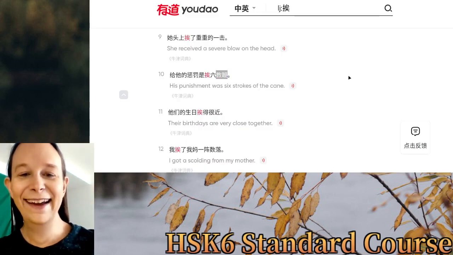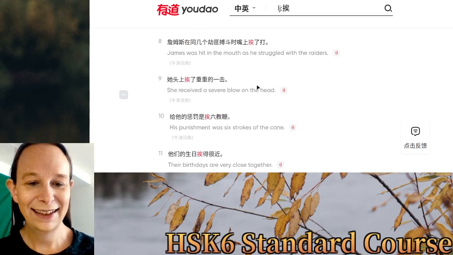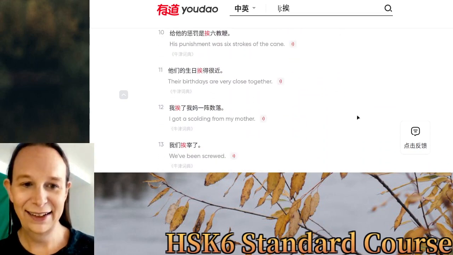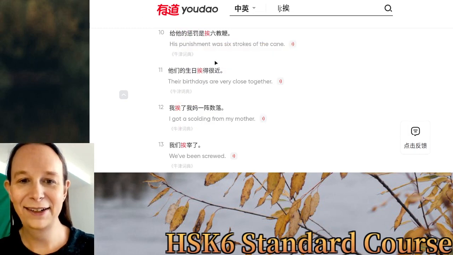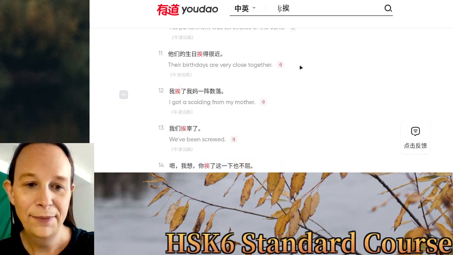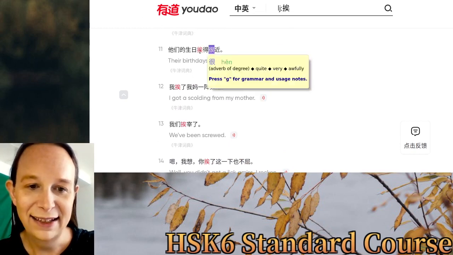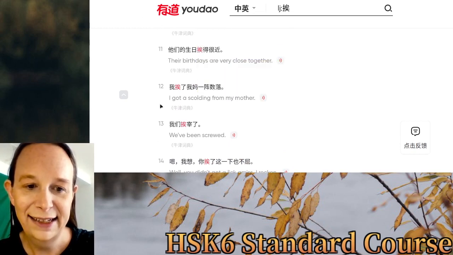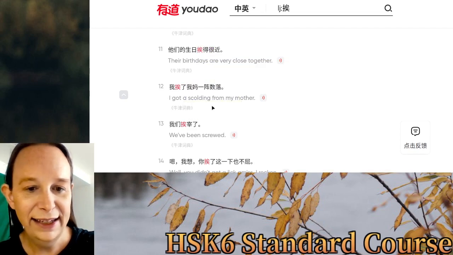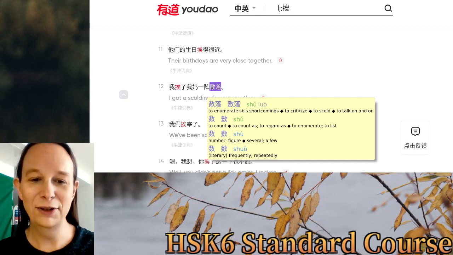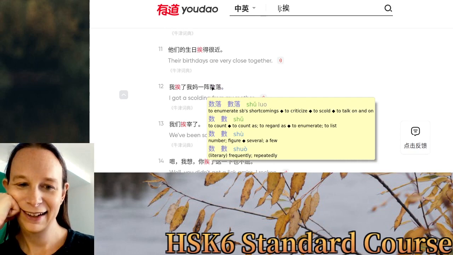That's what it means. 6 strokes of the cane. So presumably he's a student and didn't do his homework or something like that. 他们的声乐挨得很近. Oh, so this is the first tone again. 挨得很近. 他挨了我妈一阵. What's that? 数落. Enumerate someone's shortcomings. Yeah. I don't know.